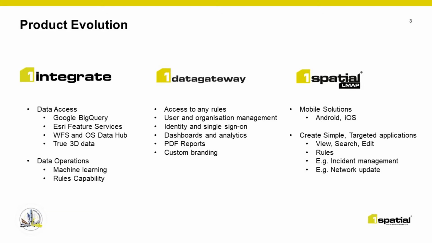Over the last year, Spatial Technology has been driving forward, and I'll talk about some of the developments here. For OneIntegrate, our rules engine, we've been expanding the range of data access formats. So for example, we can access Google BigQuery data, read and write to it, and access Esri feature services directly. We're adding access to web feature services, and that includes accessing the OS Data Hub. And also true 3D data, being able to read it, validate it, process it, and write it back out.